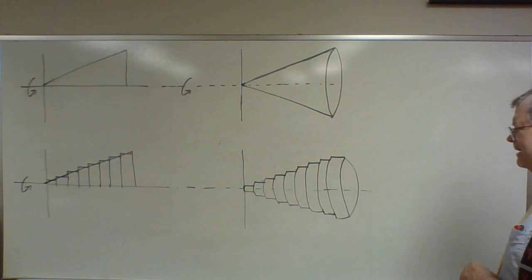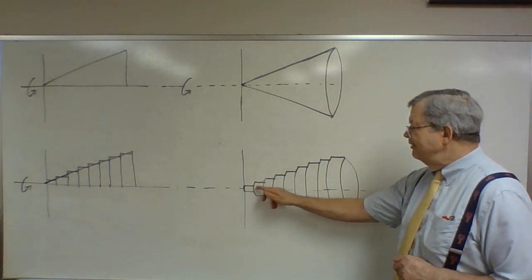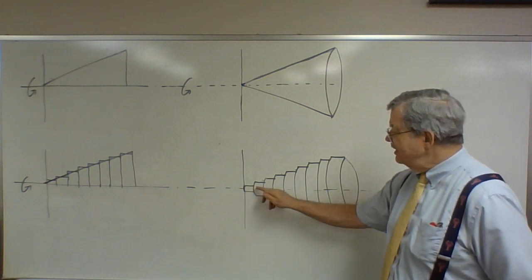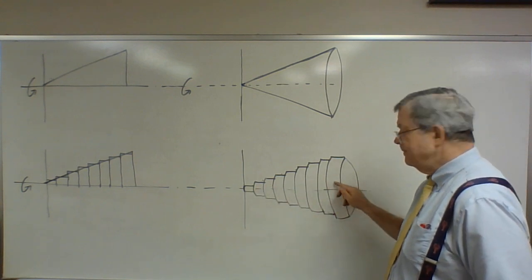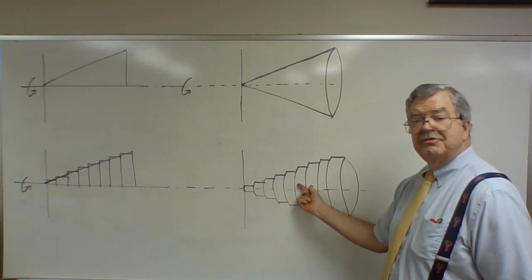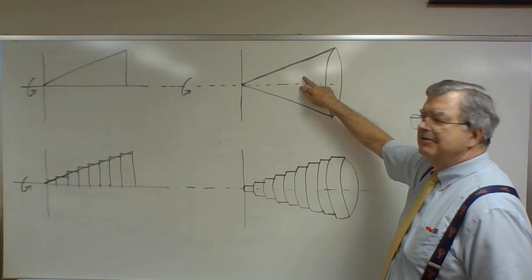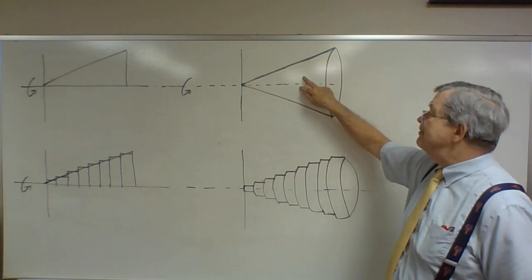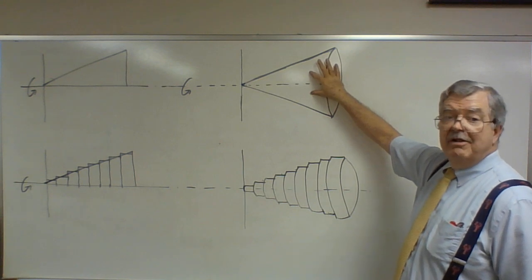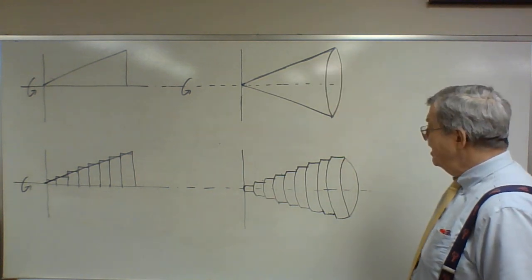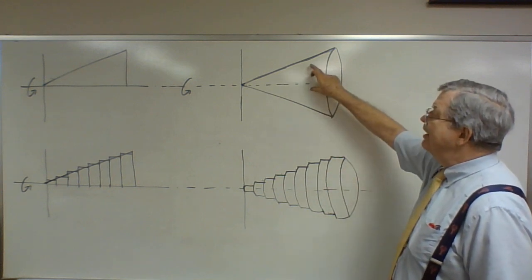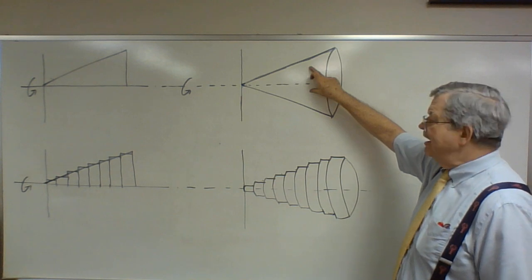And what we get when we put all of these cylinders together, or all of these disks together, we get a solid of revolution that is approximately the same shape and the same volume as the solid of revolution whose volume we want to compute. Now, does this thing have exactly the same shape and the same volume as that cone?